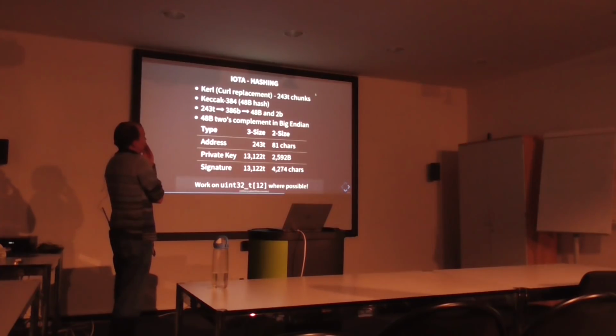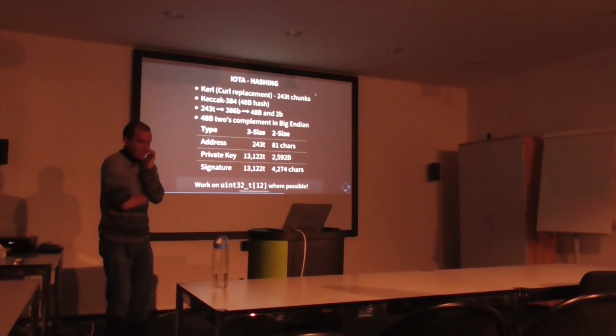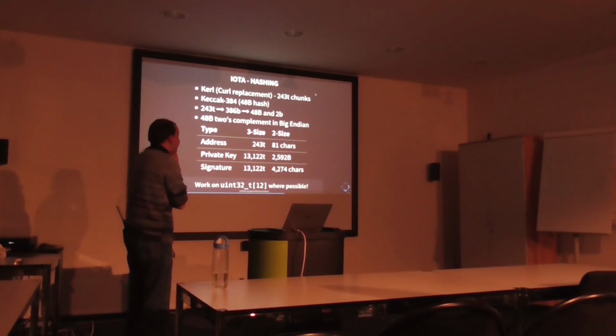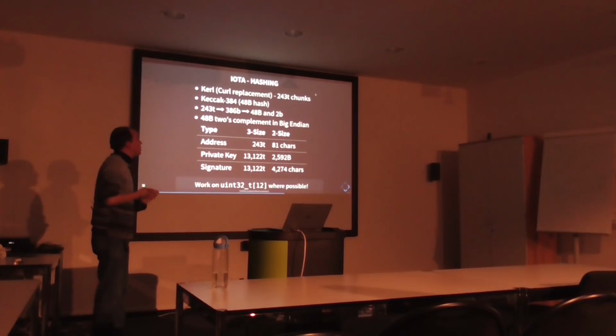And now, how the hashing works. They currently use what they call Curl. If you recall, there were some issues, I think in November or December, where they replaced the original Curl implementation they had. And this was their own version.